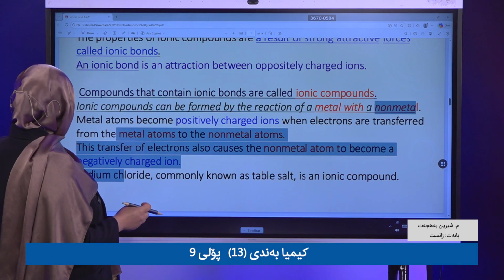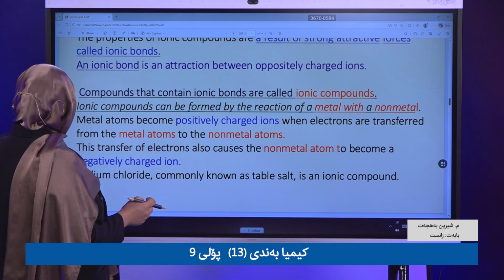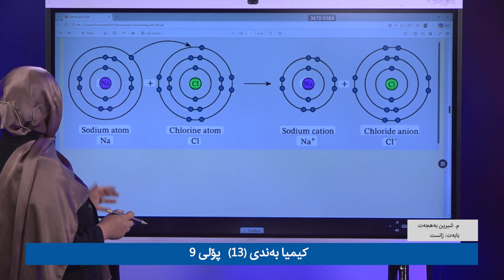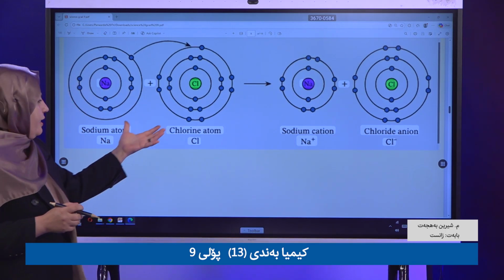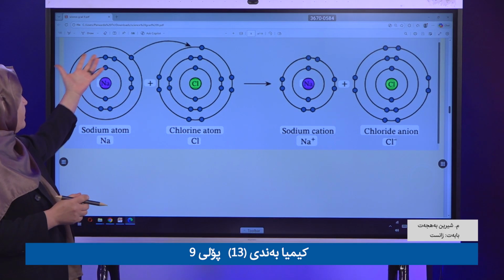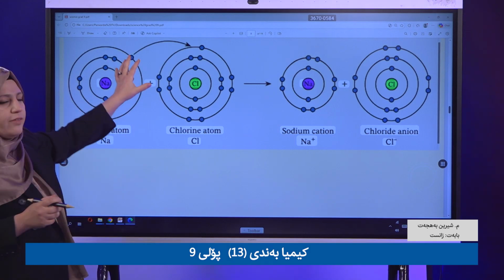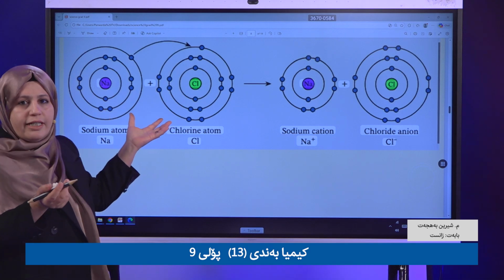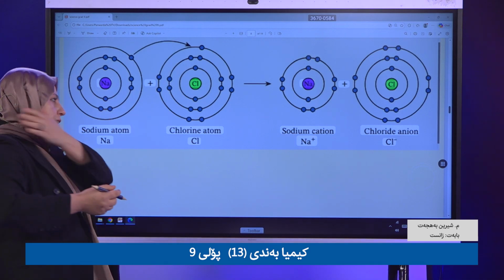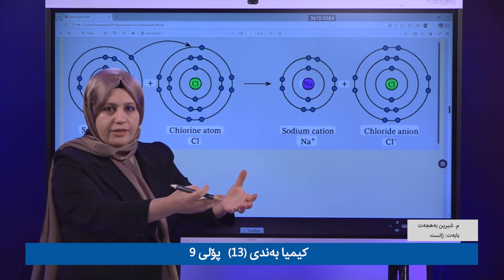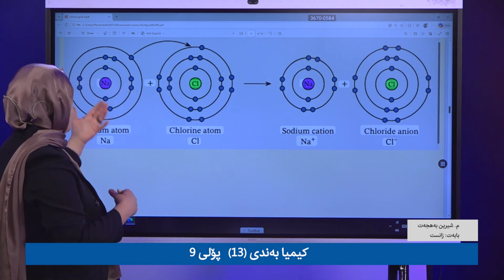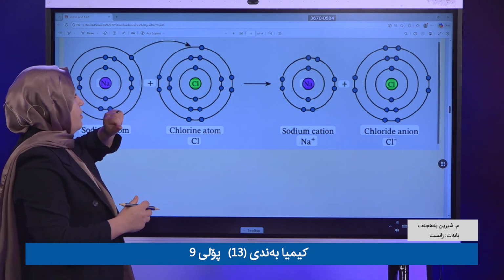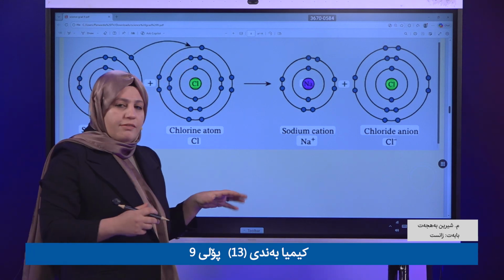Let's look at the picture. Look at this picture to be clearer. This is the sodium atom and this is the chlorine atom. Look at the valence electrons. Sodium has how many valence electrons? Only one. Is it full? Of course not. It's easy to give an electron to chlorine. Chlorine has how many valence electrons? It has 7 valence electrons.